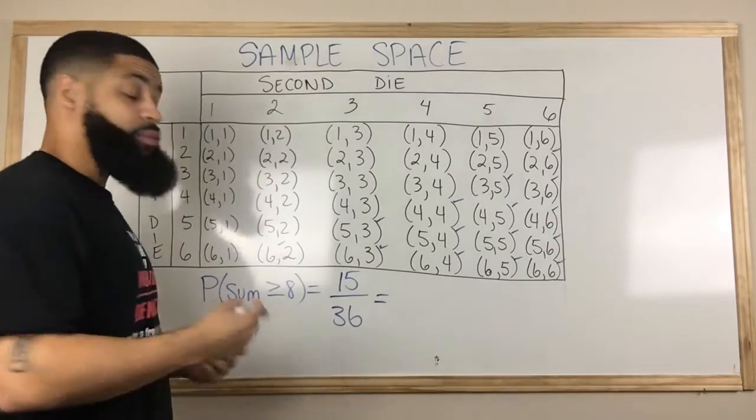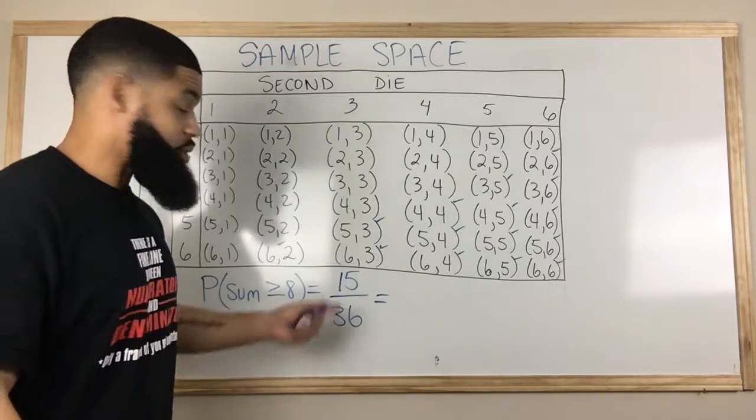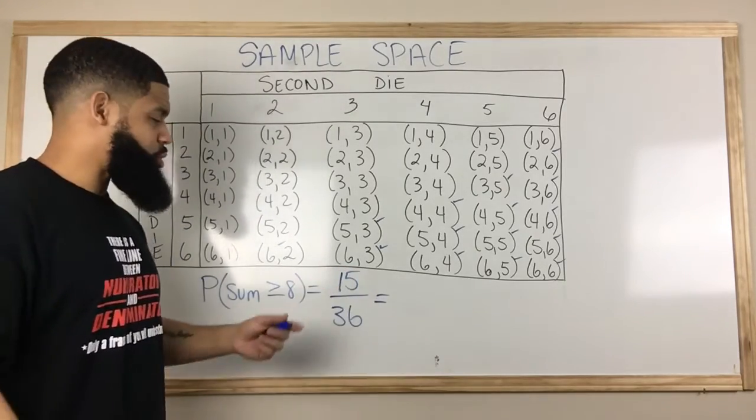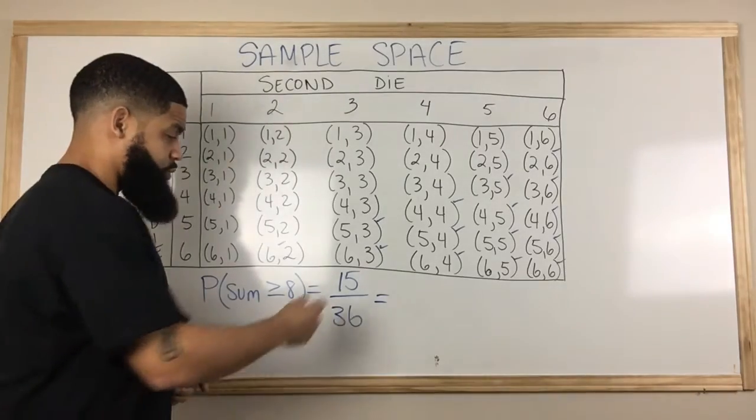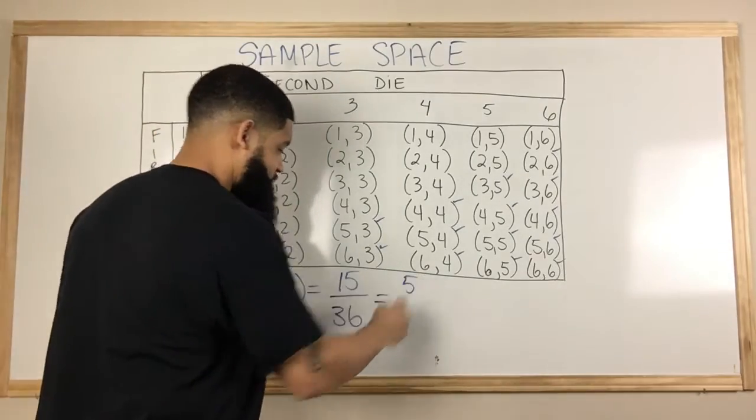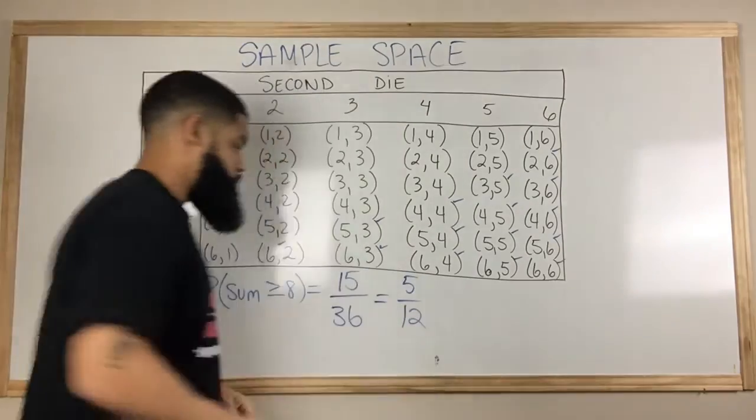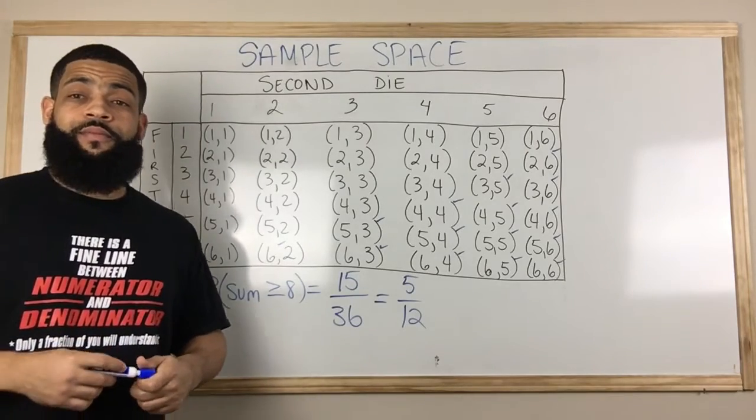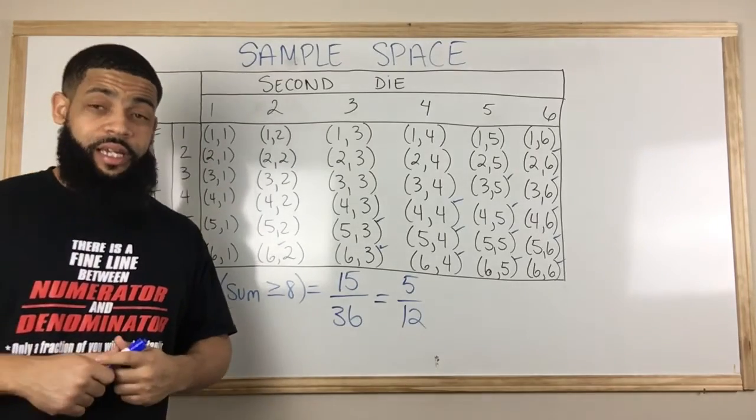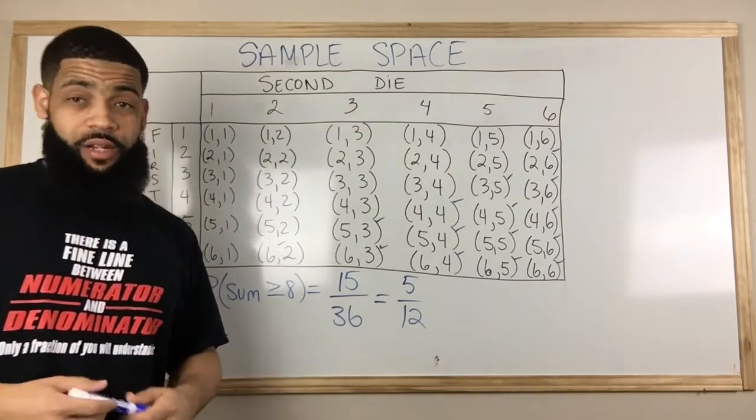So the probability of rolling a pair of dice and getting a sum greater than or equal to 8 is going to be 15 over 36. And actually, we can divide both of those numbers by 3. So 15 divided by 3 is 5. 36 divided by 3 is 12. So the probability of rolling a pair of dice and the numbers that those dice land on is a sum greater than or equal to 8 is going to be 5 out of 12.